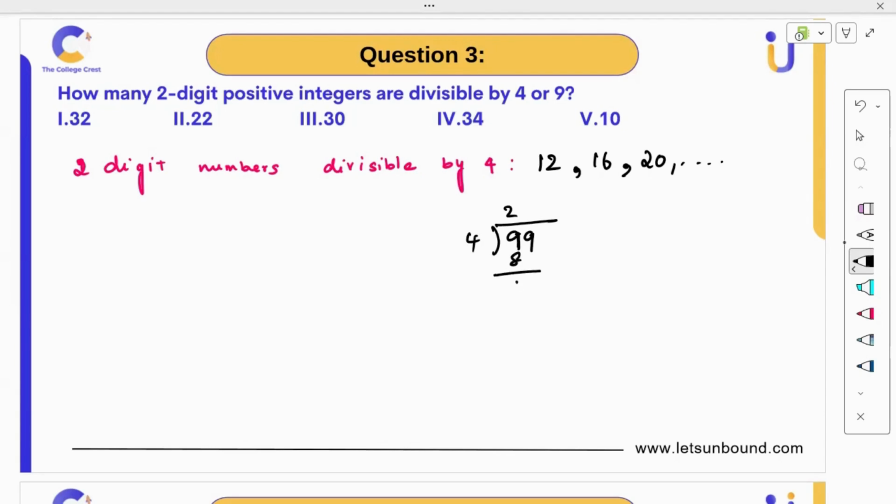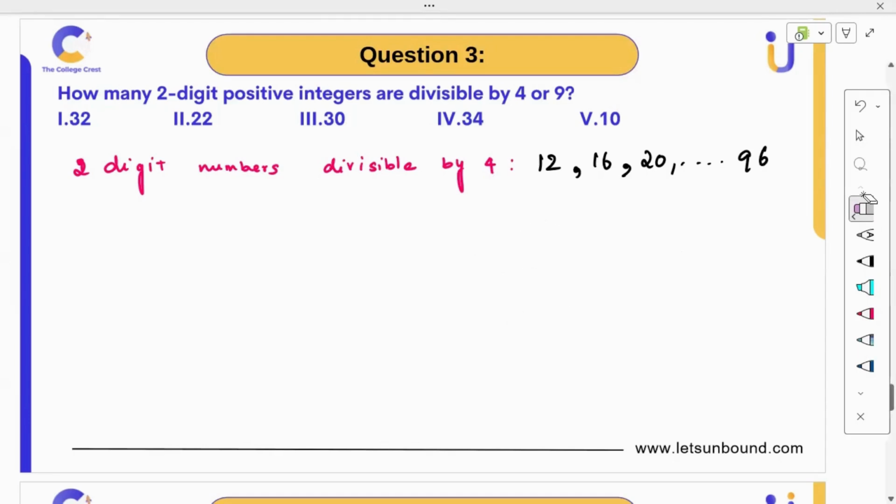4 2s are 8, 1 9, 4 4s are 16, 3. So from your 99, you should subtract 3. 99 minus 3 is 96. So that is your last two-digit number. Okay, so we got it.